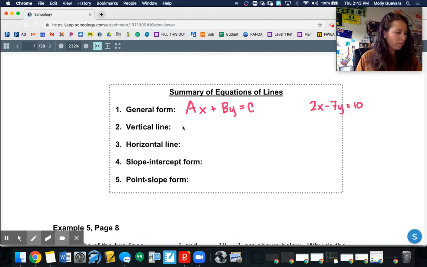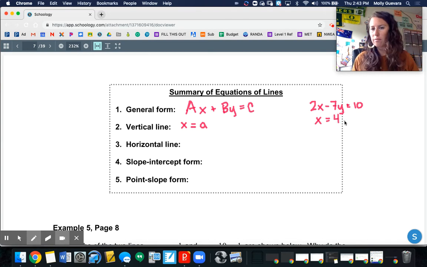Okay, a vertical line is always going to be in the form of x equals a number. So like x equals 4 or something like that, right? And that's going to be a vertical line at 4. Horizontal line is always going to be y equals a number. So again, for example, it could be y equals -3. And that's going to be a horizontal line at -3.